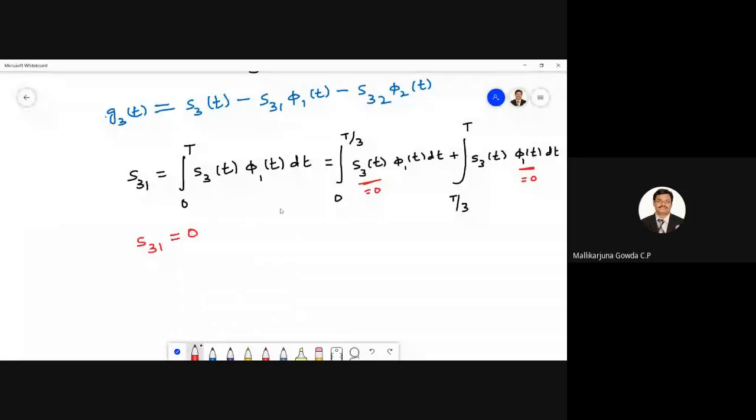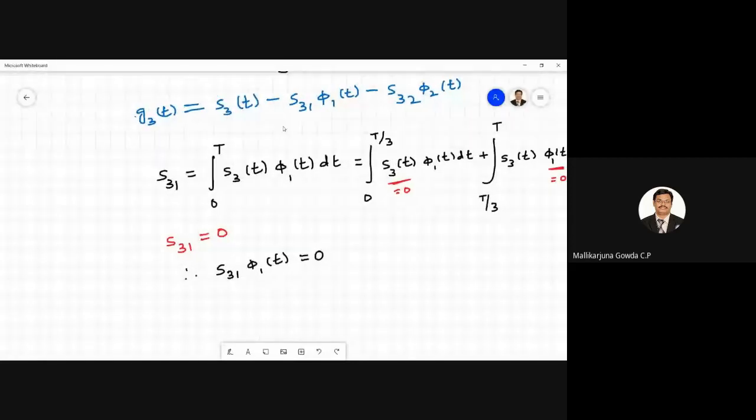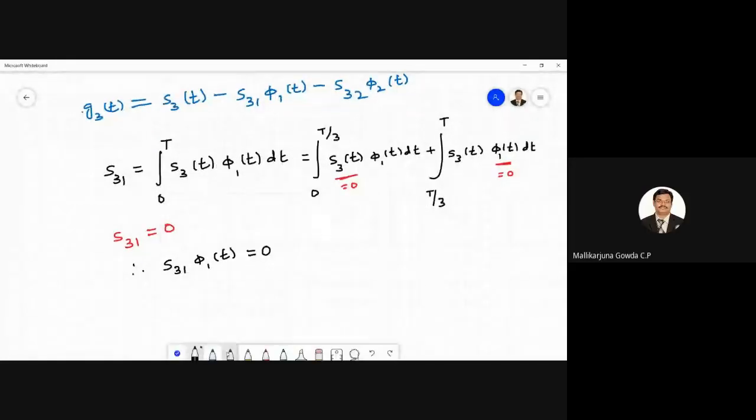So you can write 0 into phi 1 of t into dt. Similarly here, S3 of t into 0 into dt, which is nothing but 0 only, right? Since S31 is 0, I can say S31 phi 1 of t will be 0. Similarly, let me find out the next. So I found this product, right?